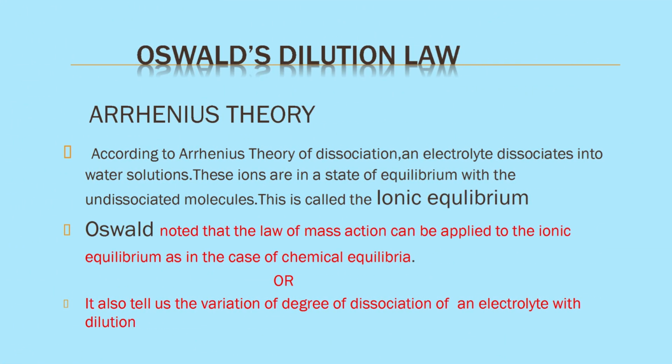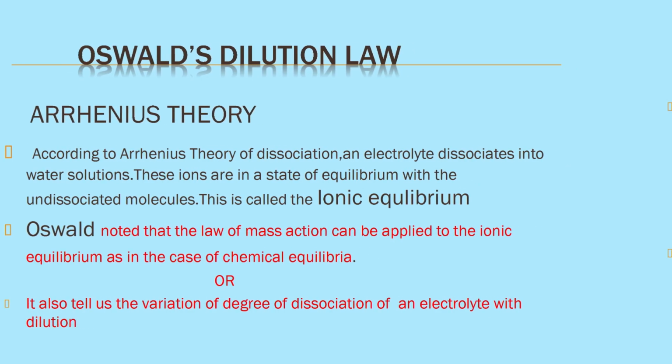According to the Arrhenius theory of dissociation, an electrolyte dissociates into ions in water solutions. These ions exist in a state of equilibrium with the undissociated molecules. This special state is what we call the ionic equilibrium. Ostwald made a key connection, noting that the law of mass action can be applied to this ionic equilibrium, just as it is applied to other chemical equilibria. This application also helps us understand how the degree of dissociation of an electrolyte changes.